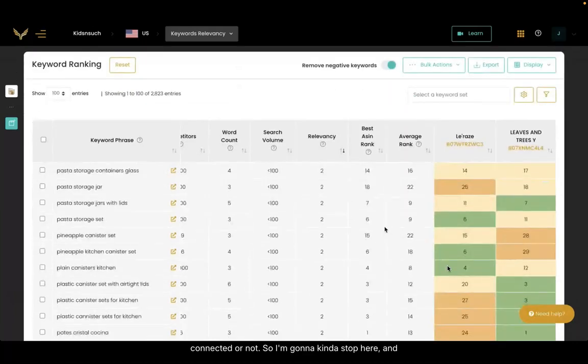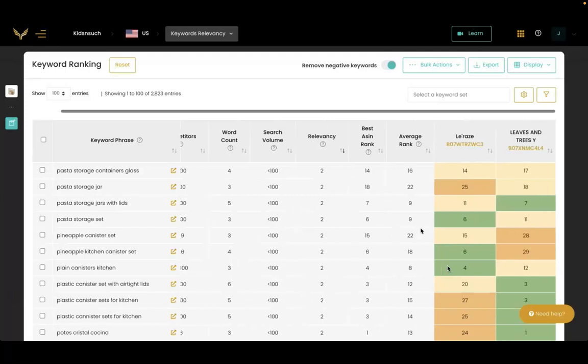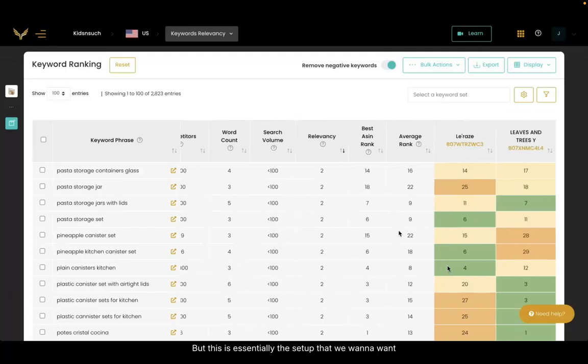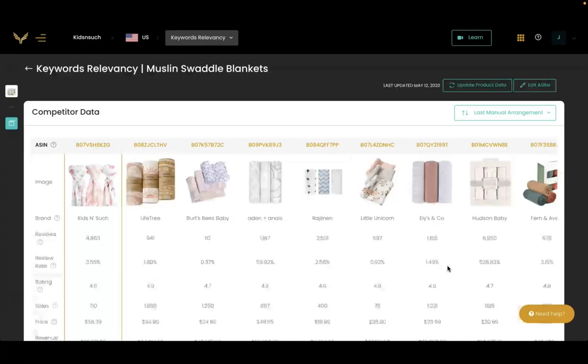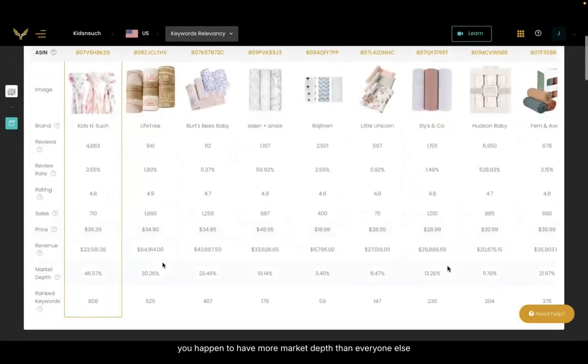So I'm going to stop here and run through another example, but this is essentially the setup that we want to have. Now, looking into a different example where you happen to have more market depth than everyone else by a lot. In this case, just like our other examples and all the other videos, we're looking at the swaddle blanket. And let's look at revenue, right? Who's doing more revenue than we are?